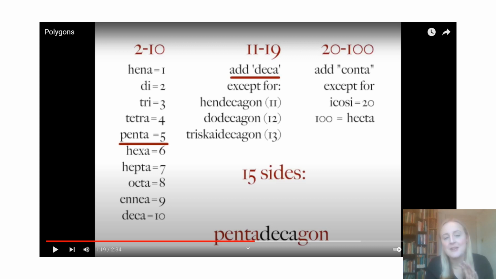It's a lovely little video, and it basically talks about how these bits of Greek words are pulled together to create, say, 15 sides. Penta comes from 5, like pentagon, 5 angles. If it's between 11 and 19 sides, we're going to add a deca, with some exceptions. But if it was between 20 and 100, we would add a conta. So we can have a pentadecagon or a pentacontagon, and it's really interesting stuff. And I love this. This is really enriching, fascinating stuff.